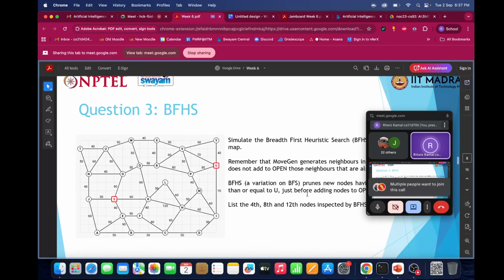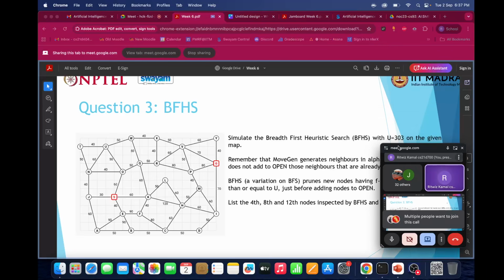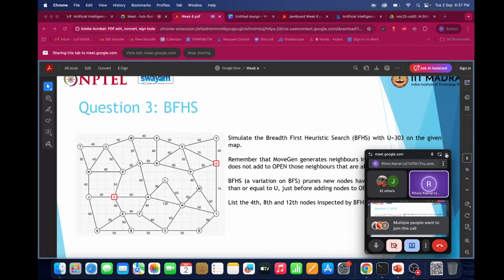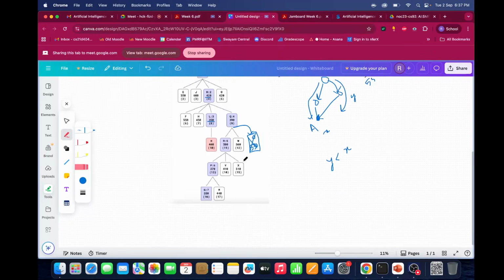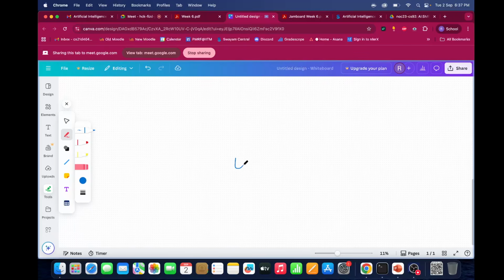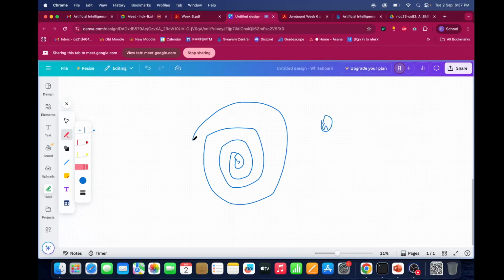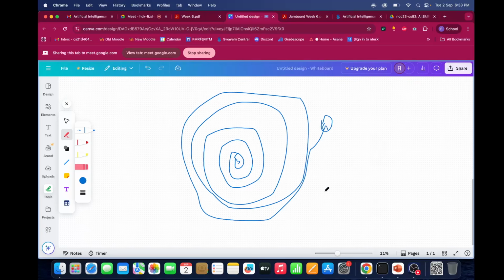Now coming to breadth first heuristic search. The difference between this and breadth first search is that we have this upper bound as extra information supplied to us. Let me shift to the Jamboard. Let's say this is the start node and this is the goal node. Breadth first search usually explores the neighborhood, and keeps on exploring until it reaches the goal node.